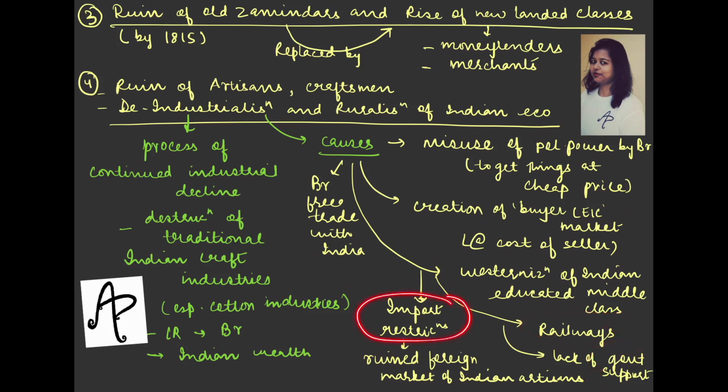Then import restrictions, जो भी सामान बाहर से आना था उस पर इन्होंने restriction लगा दिए, so that ruined the foreign market of Indian artisans. Indian artisans के सामान ना तो अब ढंग से बाहर जा पा रहे थे, ना बाहर से उनका कुछ trade अच्छे से हो पा रहा था. So all of these factors resulted in the declining of the industries, which we call deindustrialization.